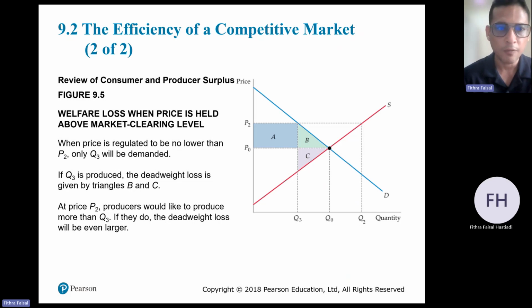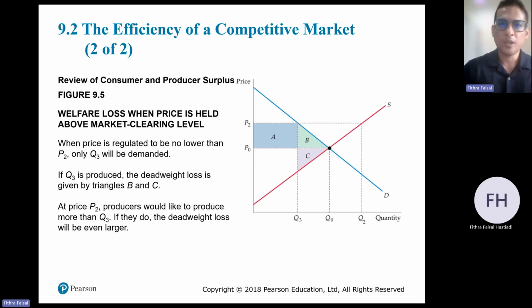Okay, so we have here another example, the efficiency loss in the competitive market. When we have a price being regulated here as an incentive for the producers to produce, before we had the price control, the ceiling price, so taking away the consumer surplus. Now we have the price incentive for the producers.